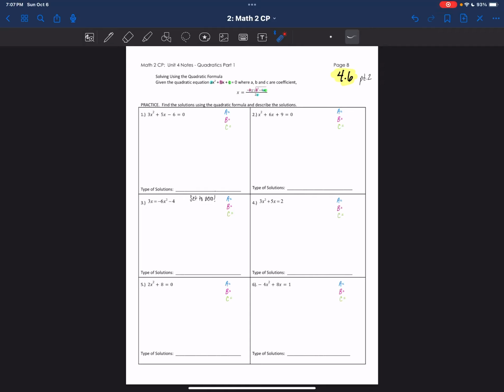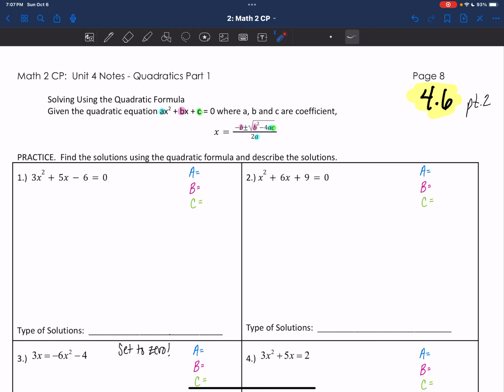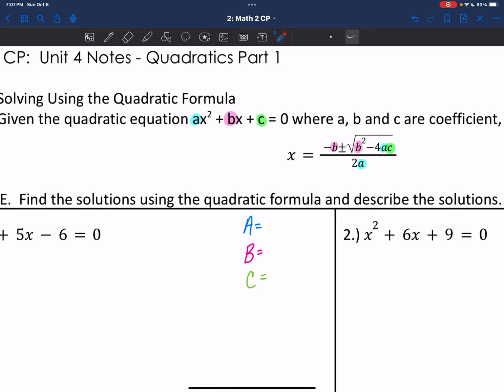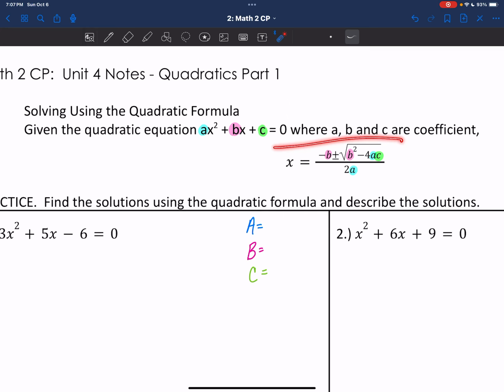All right, this is the second part of the 4.6 video. So this is solving quadratics. This is a review where you have the quadratic equation. You have to know that ax squared plus bx plus c equals 0, where a, b, and c are coefficients, and you use the formula.